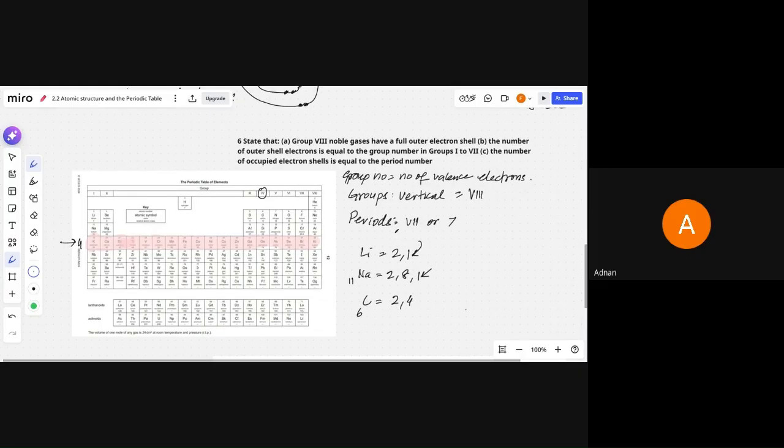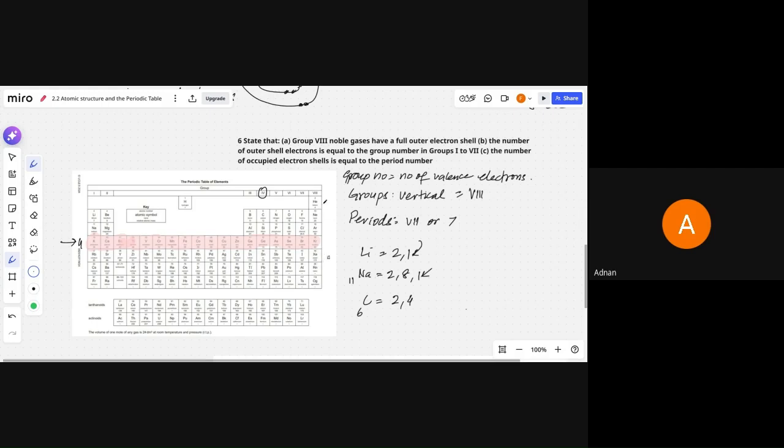And now let's talk about noble gases. Group 8 is called the noble gases. All of these elements in the noble gases group, or group 0 or group 8, these are different names for the same group. We have all these atoms, they will have a complete outer shell.